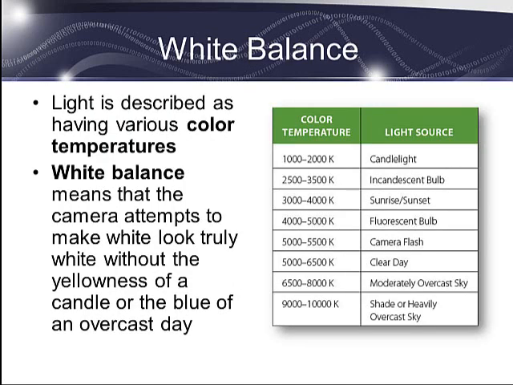Light is described as having various color temperatures, measured in kelvins. White balance means that the camera attempts to make white look truly white without the yellowness of a candle or the blue of an overcast day. Here you can see the different Kelvin measurements.